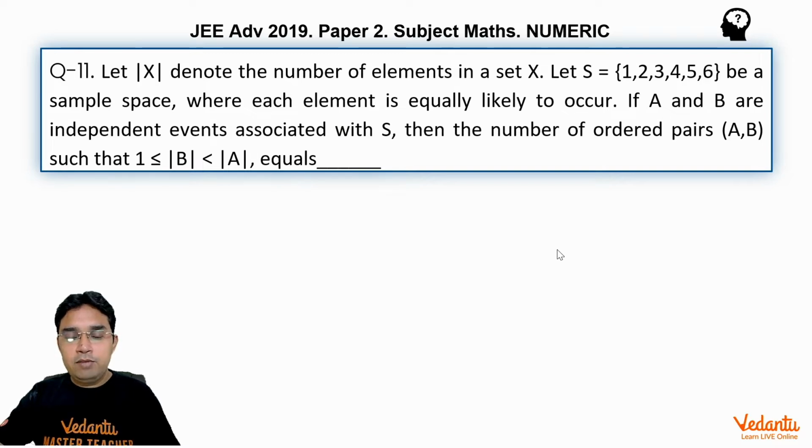This is question number 11 from paper 2. This question is from topic probability. The subtopic is dependent and independent events. One very important and interesting topic for JEE Advanced. Let us see what this question is.